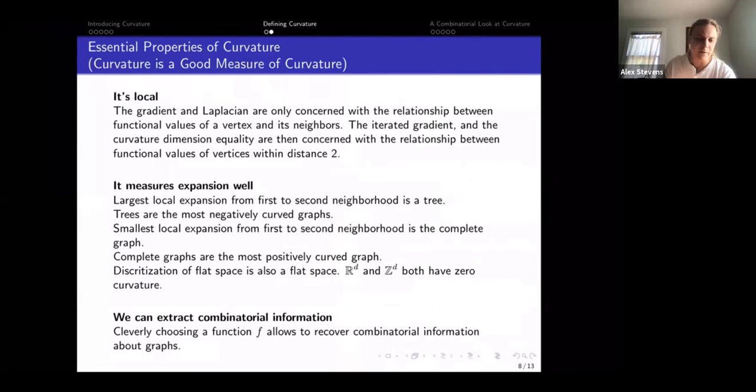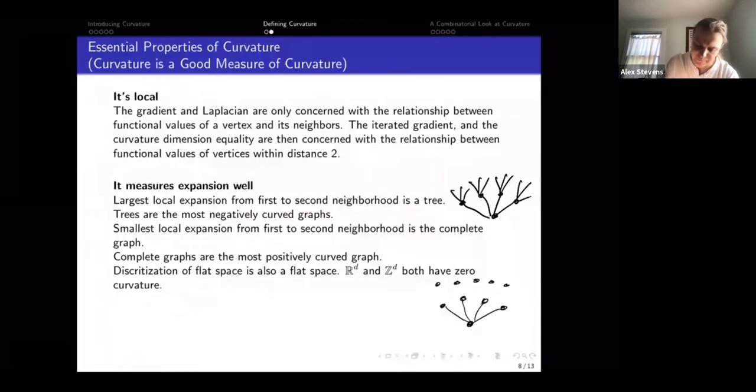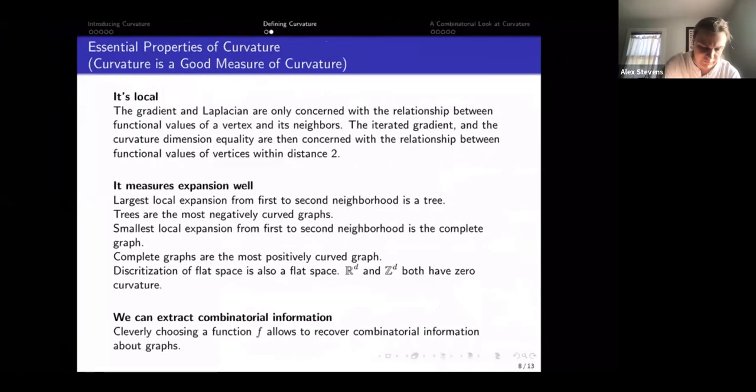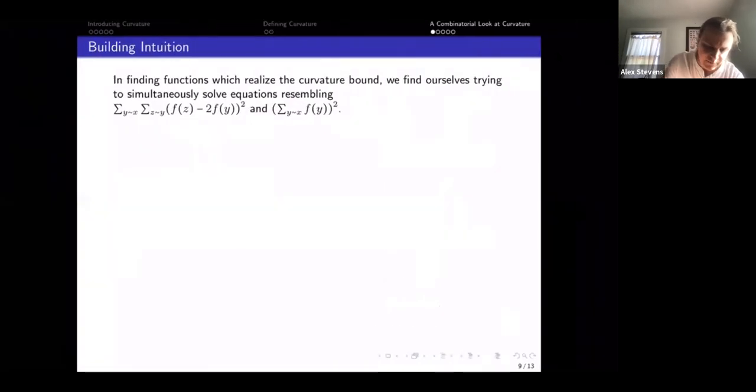So what type of combinatorial information can we recover from this? We talked a little about the size of N1 and N2, but there's probably more going on, and that's exactly what ends up happening. So to make this a little more intuitive, I can briefly talk about how this is relating to the inequality we saw earlier with these sums of sums.